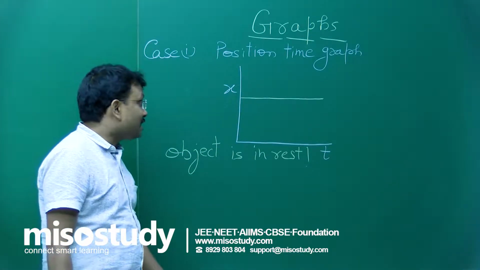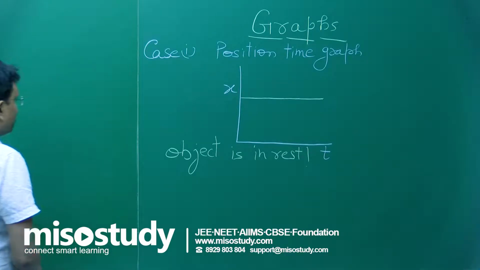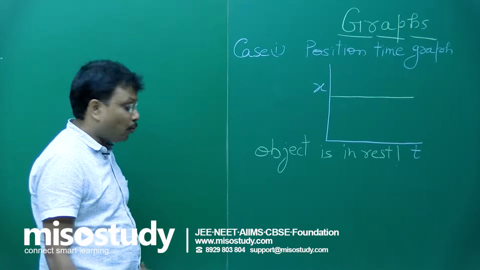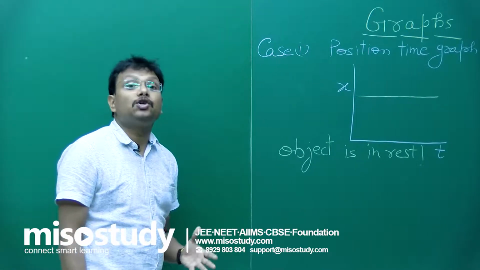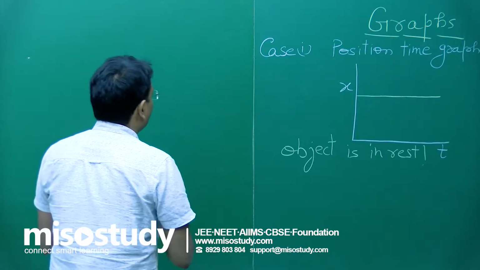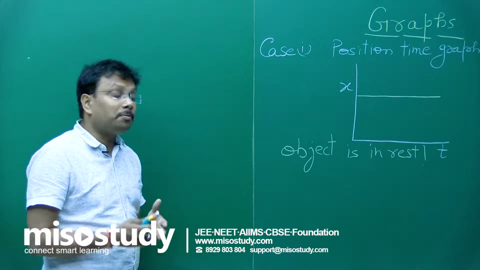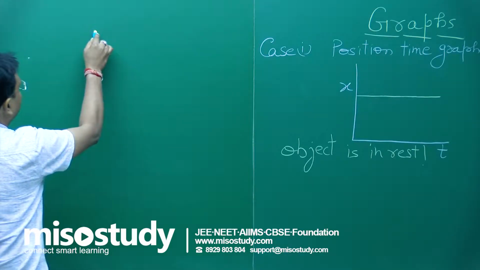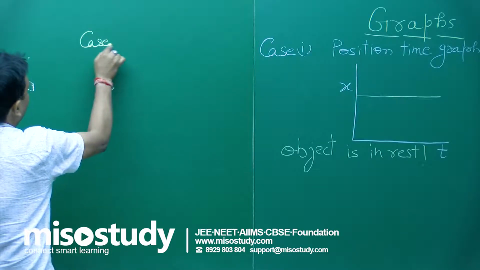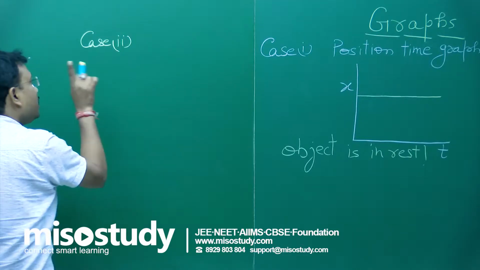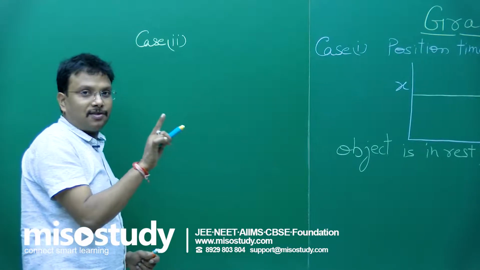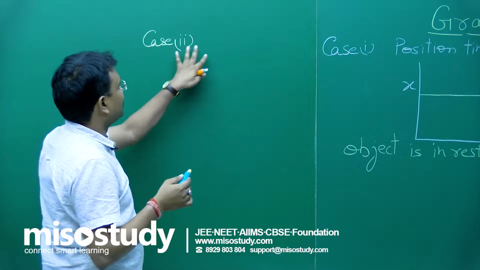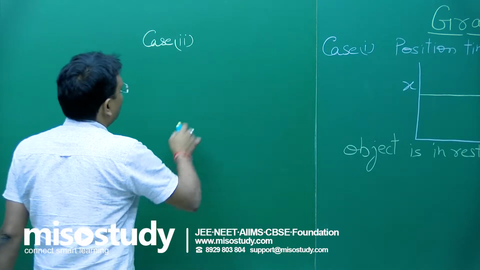Fine. Next is case 2, that I can say object is moving but with constant or uniform velocity. So the second scenario is object is moving with uniform velocity, that is case 2. Now here I will show you the difference in language and the beauty of graph. First I will write down the language.